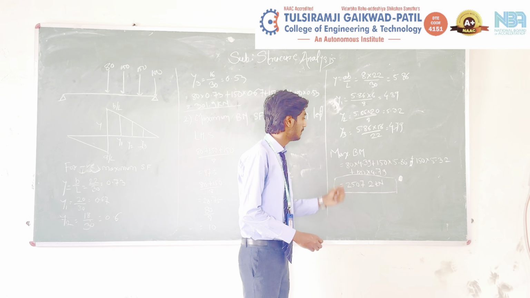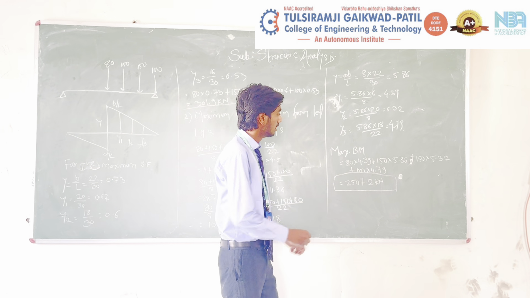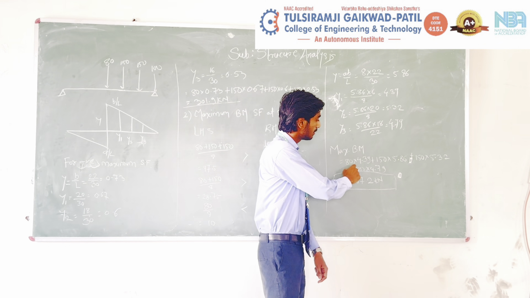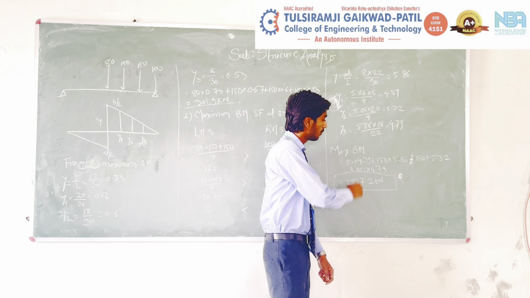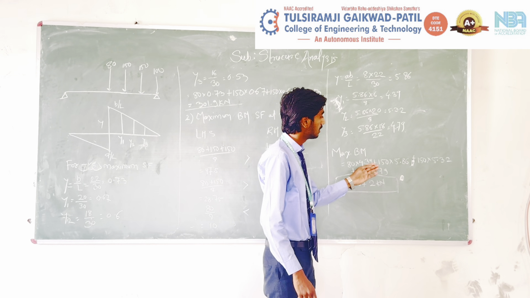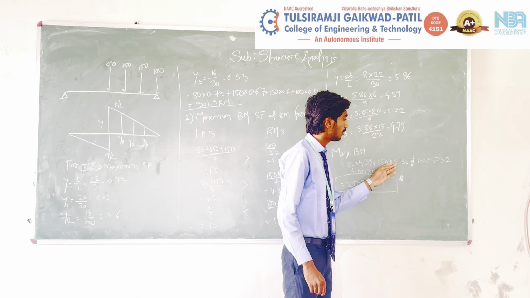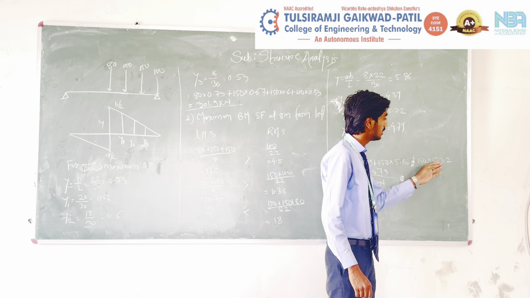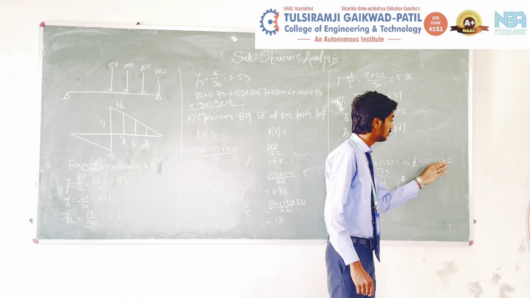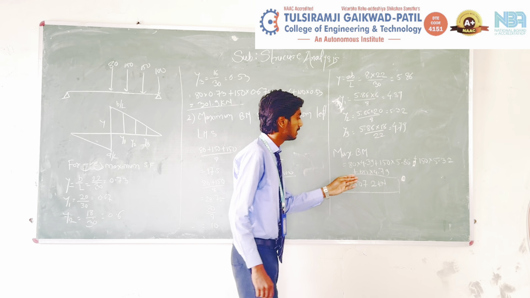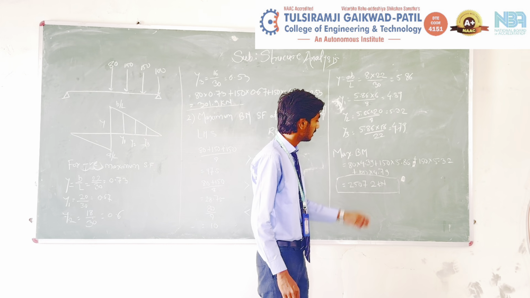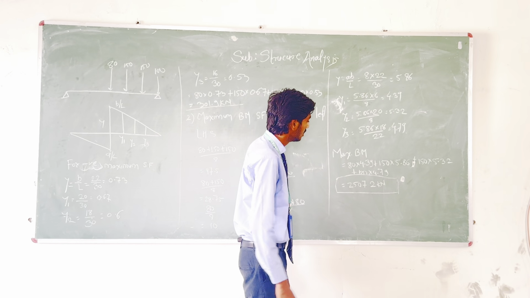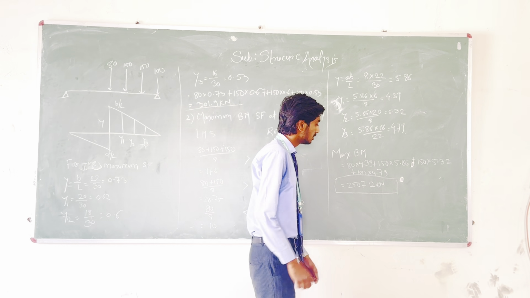Now for the maximum bending moment, we put the values: 80 multiplied by 4.39 plus 150 multiplied by 5.86 plus 150 multiplied by 5.32 plus 100 multiplied by 4.79, and we get the final answer 2507.2 kilonewton.